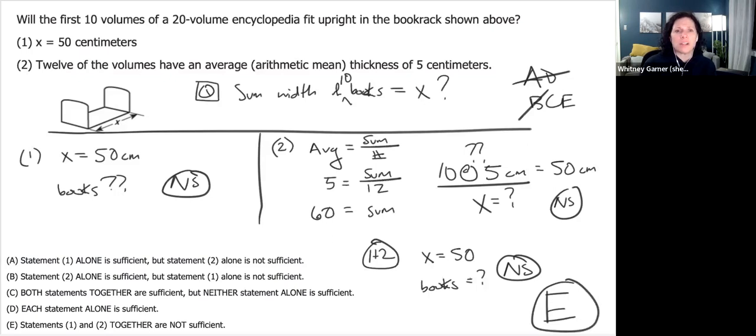And so we want to start to think like, well, how am I going to organize, right? Like I want to keep track of what's happening. It's definitely more frustrating to get to E because it feels like maybe I should have been able to get to an answer. But keep in mind, E is a perfectly valid answer.